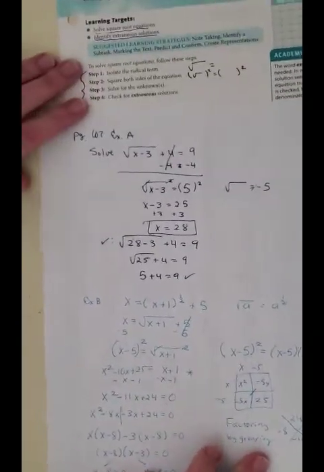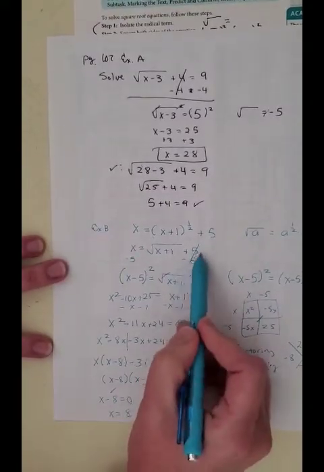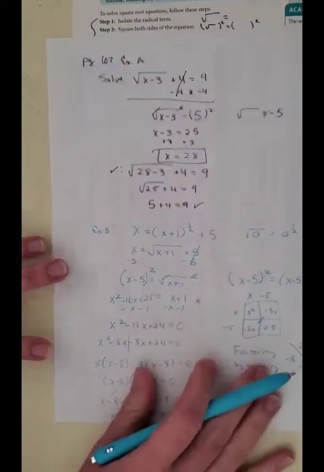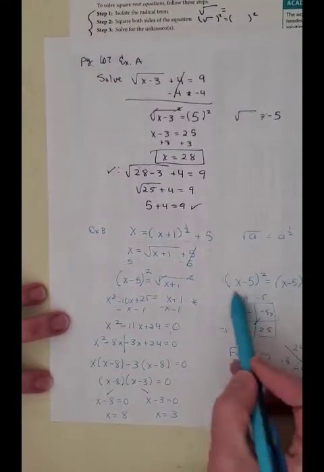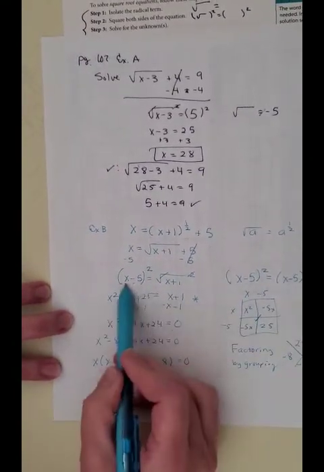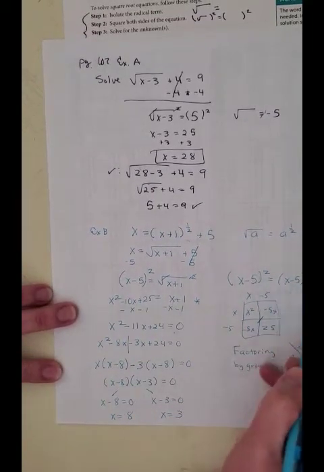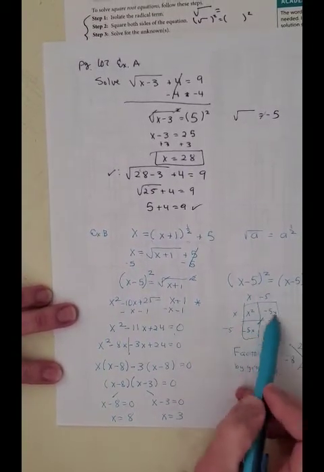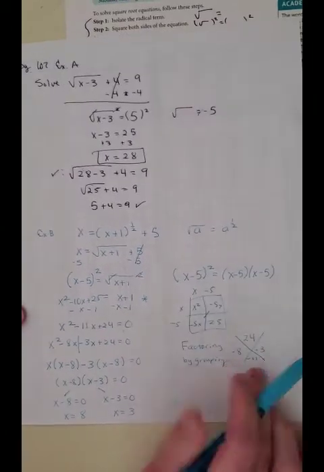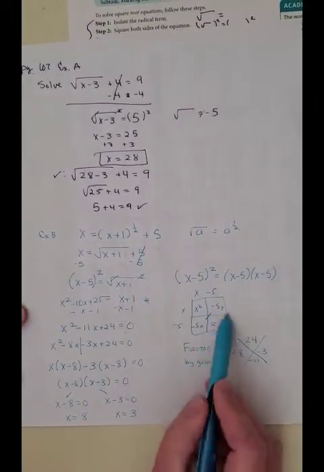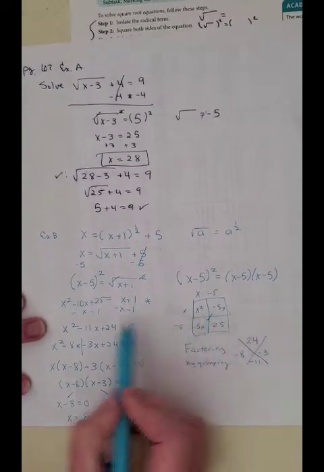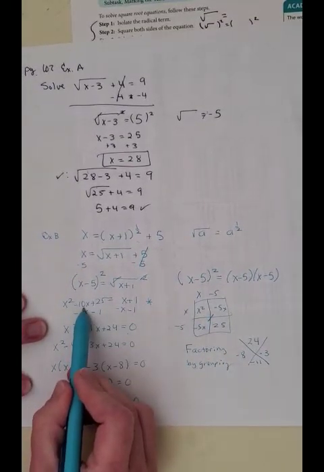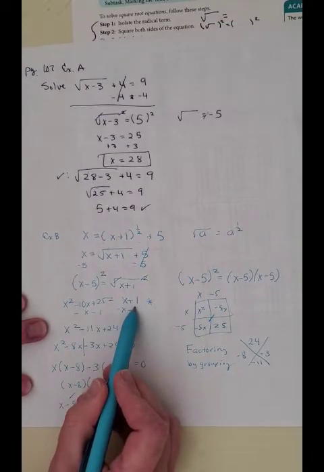I'm going to go through this one more time. So the first step was I isolated the radical, which I did right here. I moved the 5 over. The second step was to square both sides. I have to be careful when I'm squaring a binomial. I have to multiply it out. I used a generic rectangle to do that. And then I did that. I got x squared minus 10x plus 25 equals x minus 1.